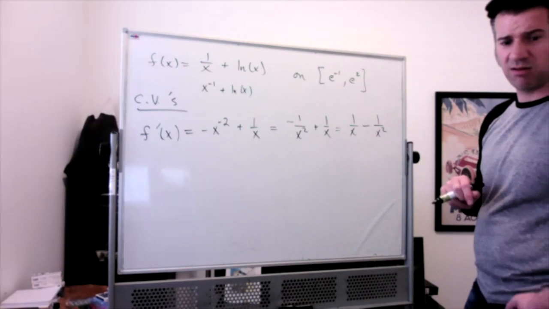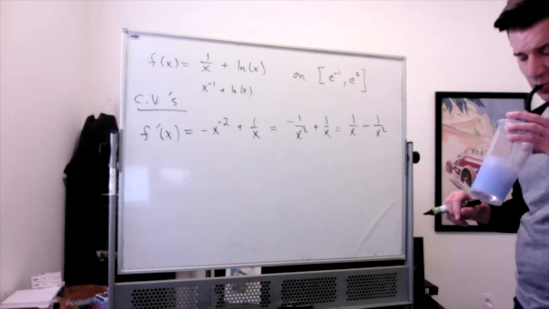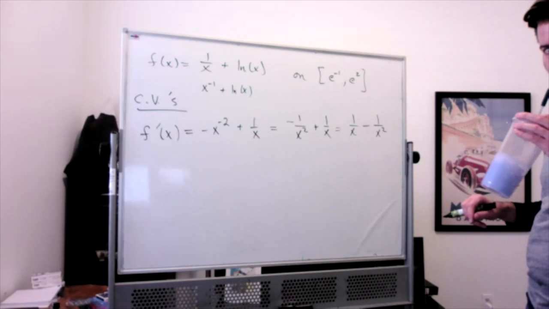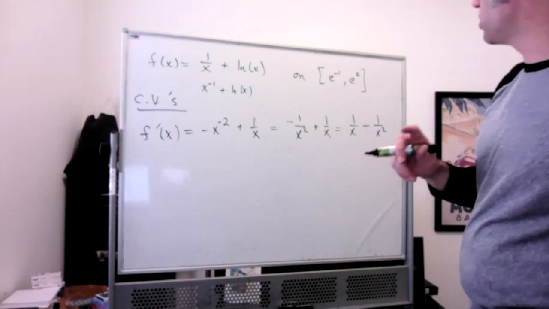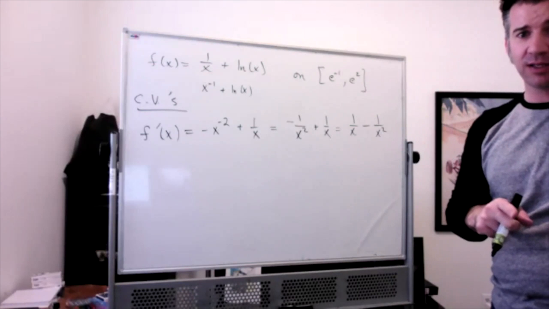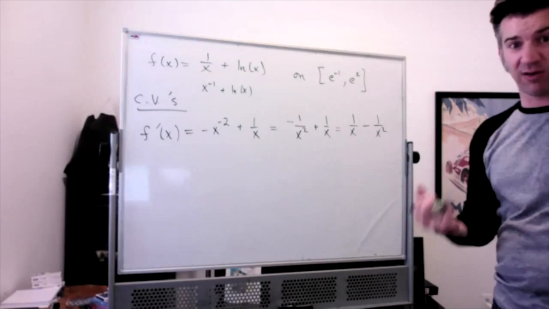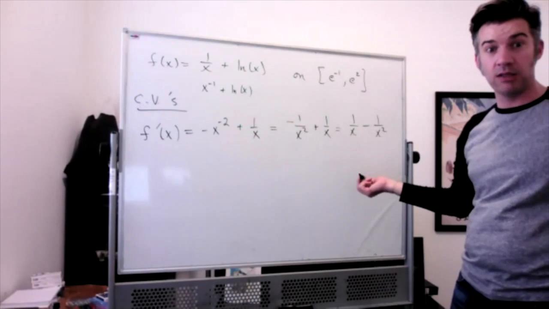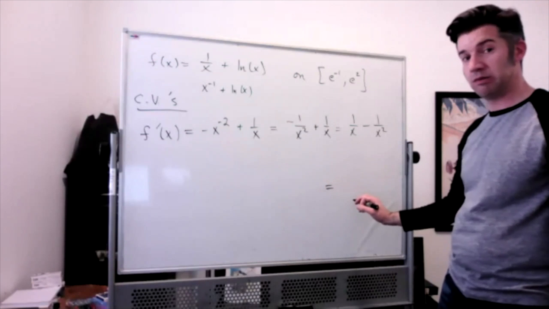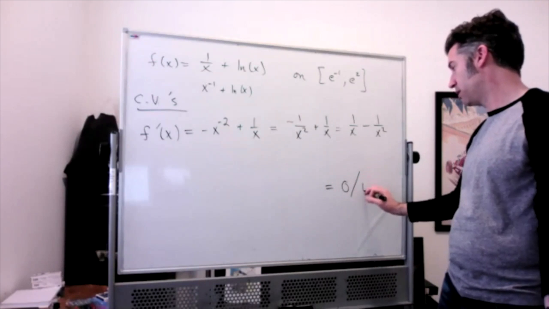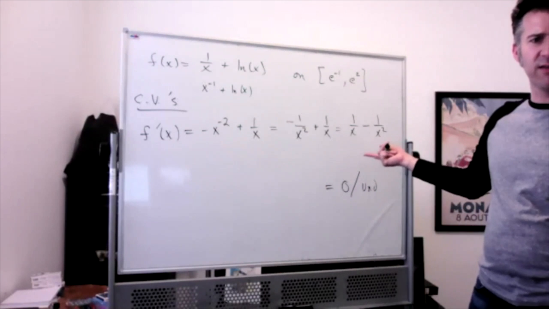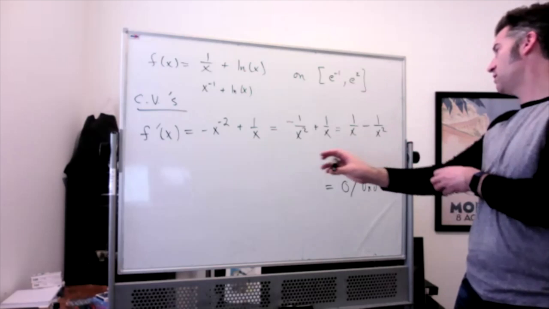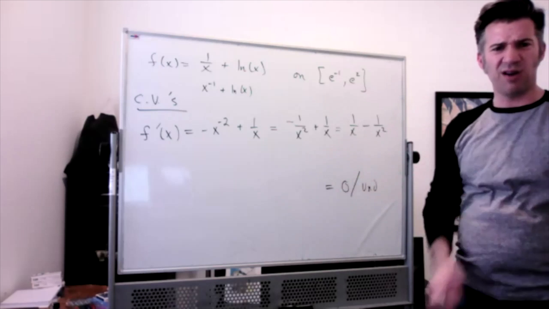What should I do now? Check the endpoints. You were right that I want to check the endpoints, but before I do, I really want to find the critical values. So to find the critical values, I'm taking this and setting it equal to what? 0. Yeah. Or undefined. What makes this undefined? 0. Same answer, right? So 0 makes this undefined. What makes this equal to 0?